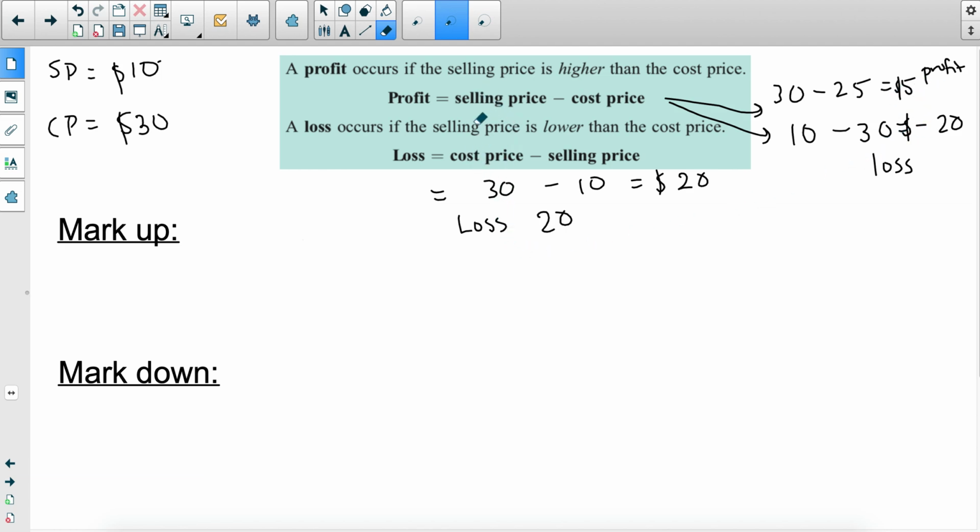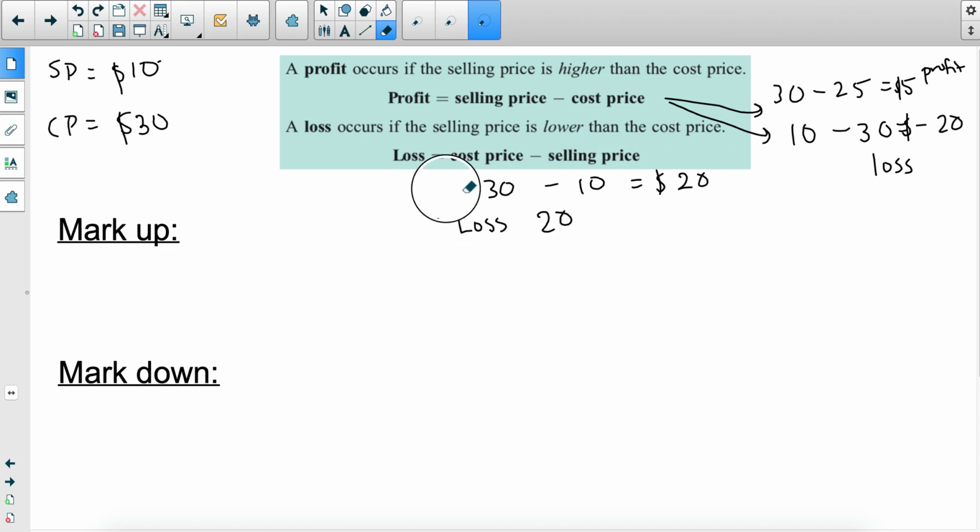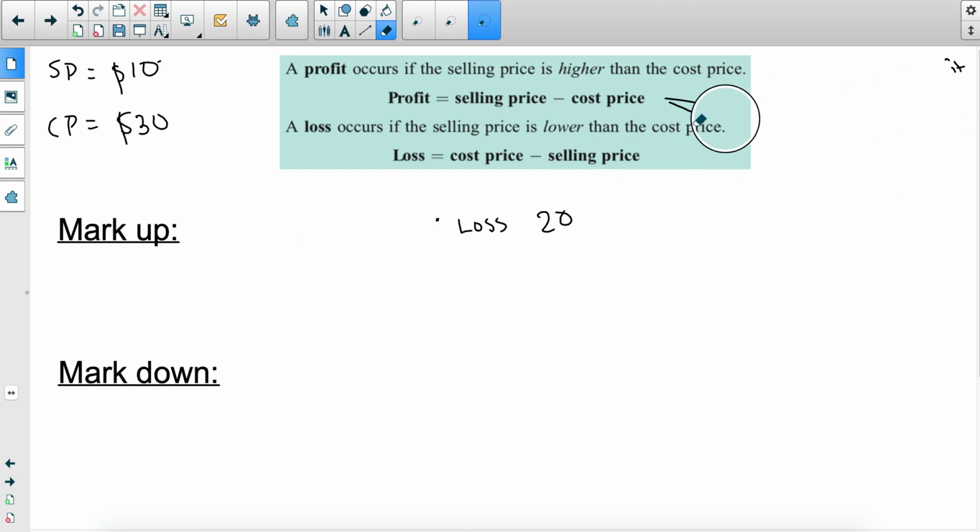Or you remember both formulas and you go, well, selling price minus cost price is profit. Cost price minus selling price is loss. Now, questions won't tell you which one to use. They'll tell you is it a profit or a loss, so you need to know which one makes more sense. So with that example, you need to understand the concept of profit or loss.